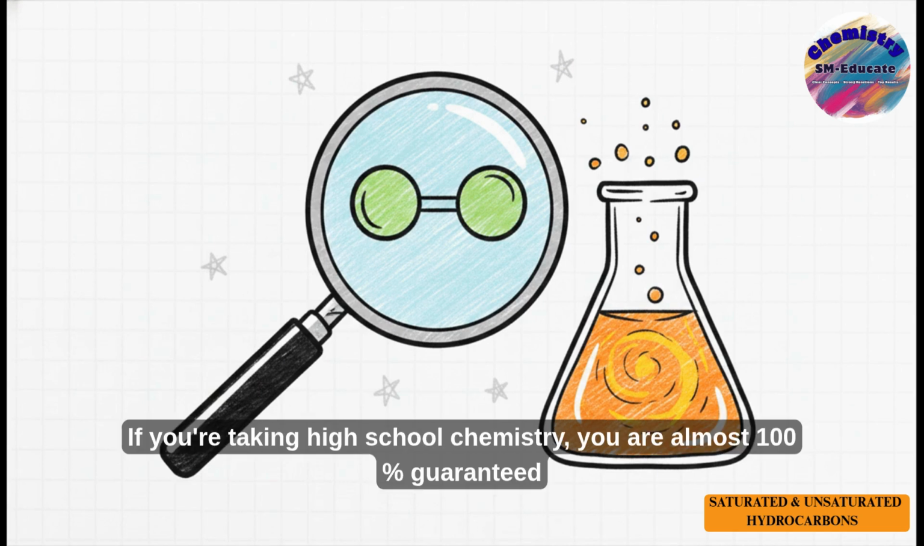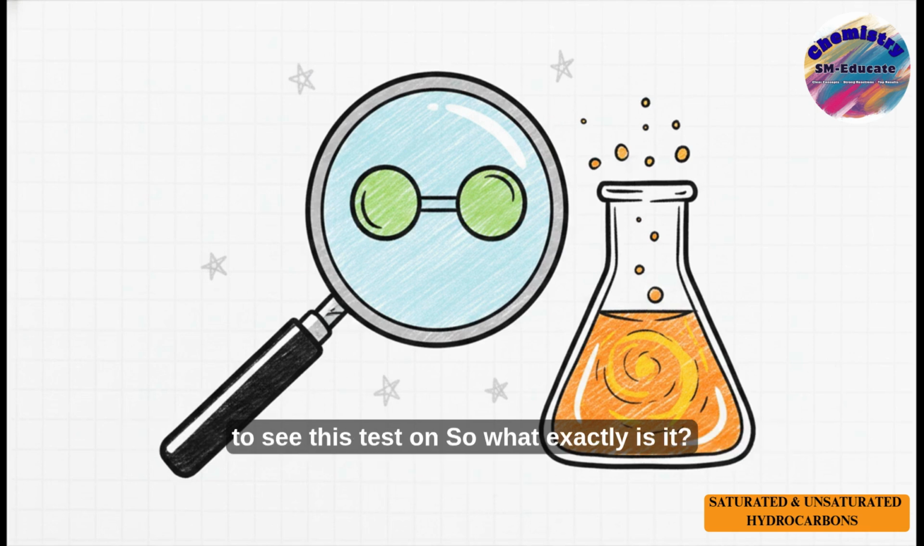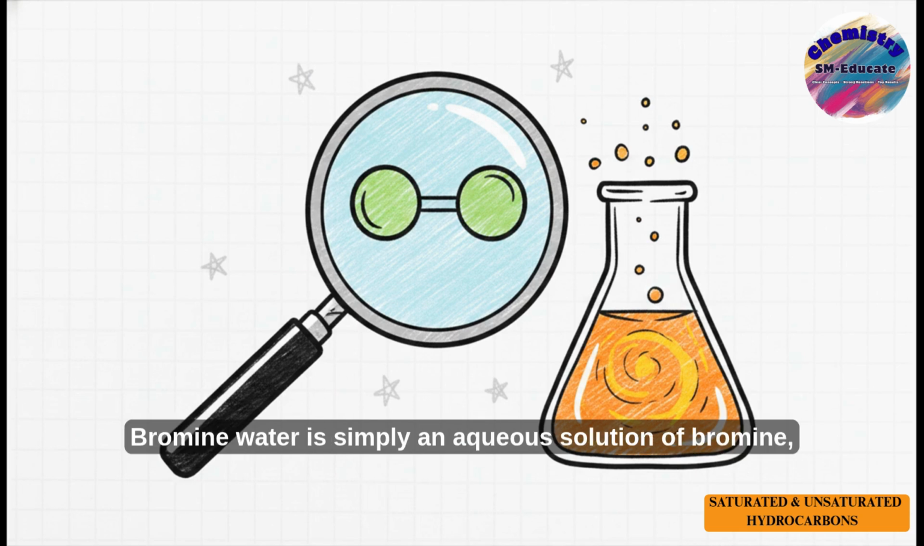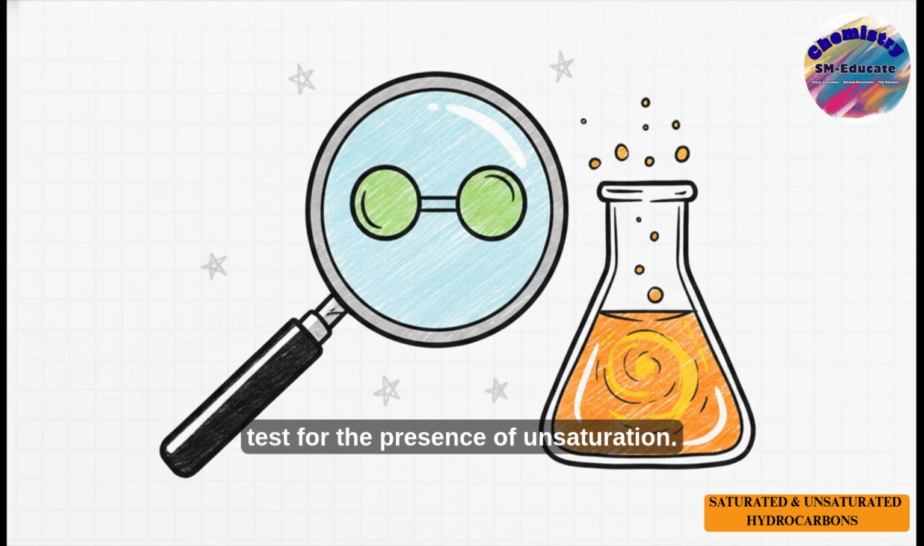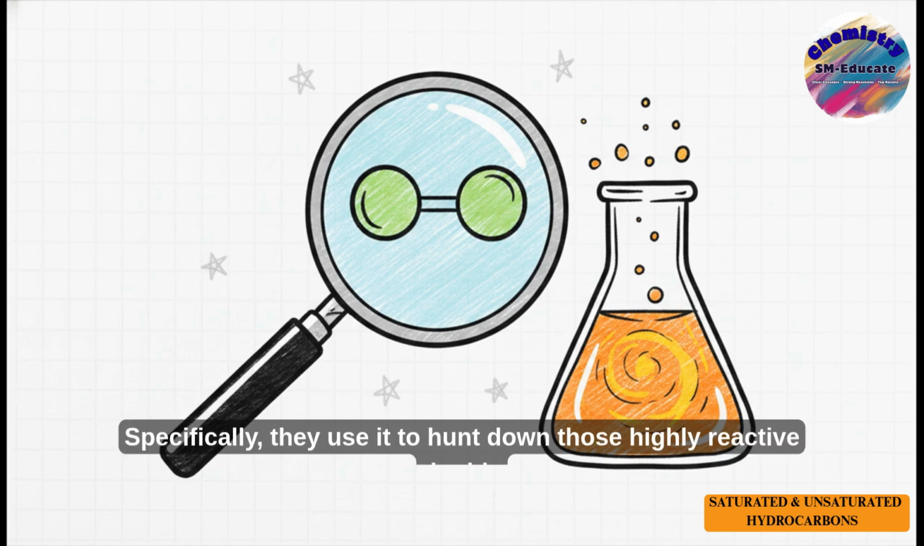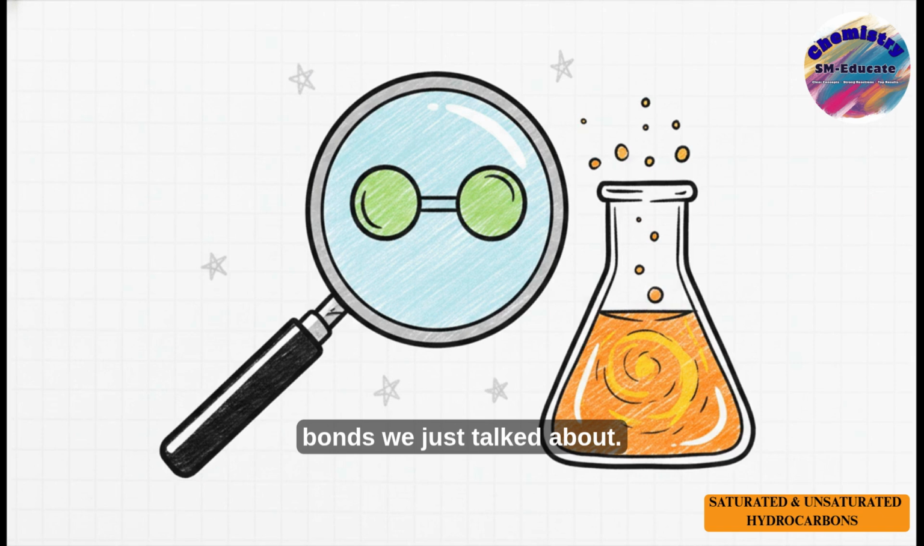If you're taking high school chemistry, you are almost 100% guaranteed to see this test on an exam. So what exactly is it? Bromine water is simply an aqueous solution of bromine, and it has this very distinct bright orange or yellow color. Chemists use it as a sort of molecular detective to test for the presence of unsaturation. Specifically, they use it to hunt down those highly reactive double bonds we just talked about.